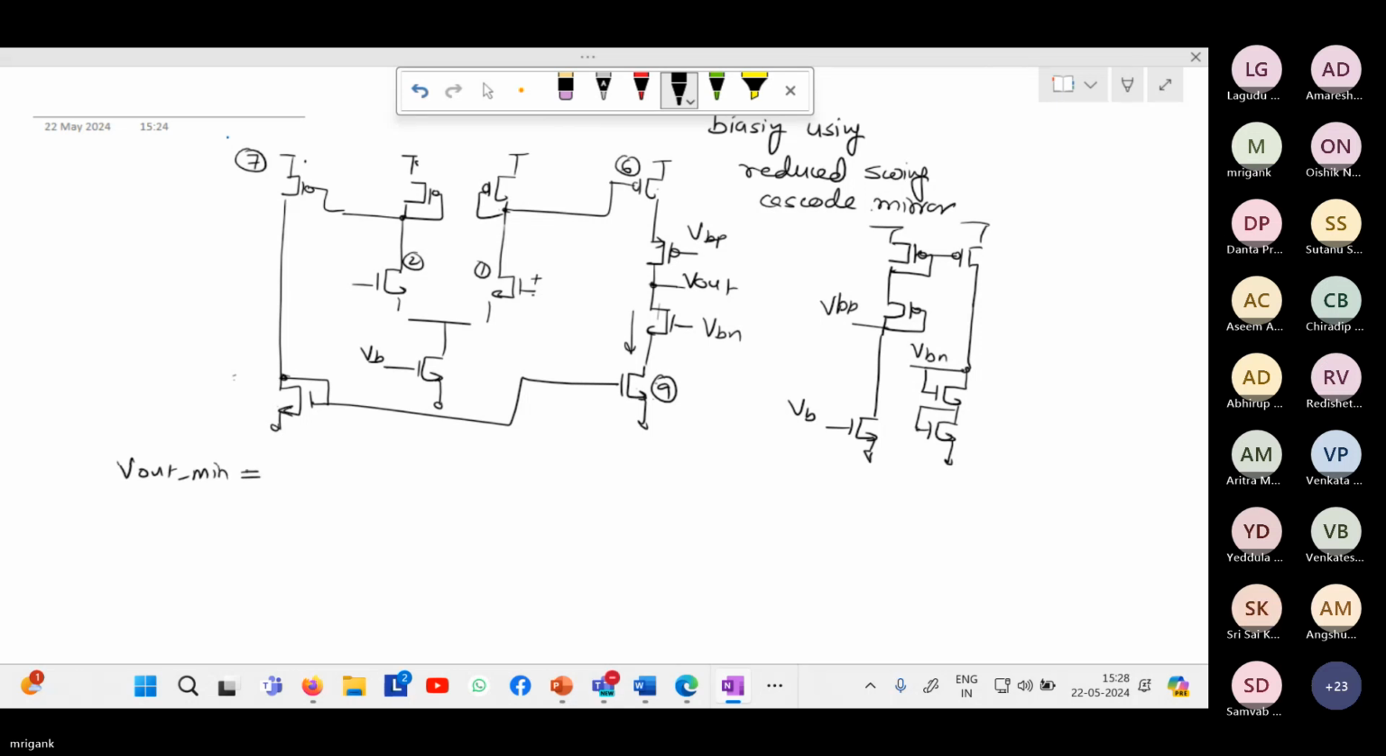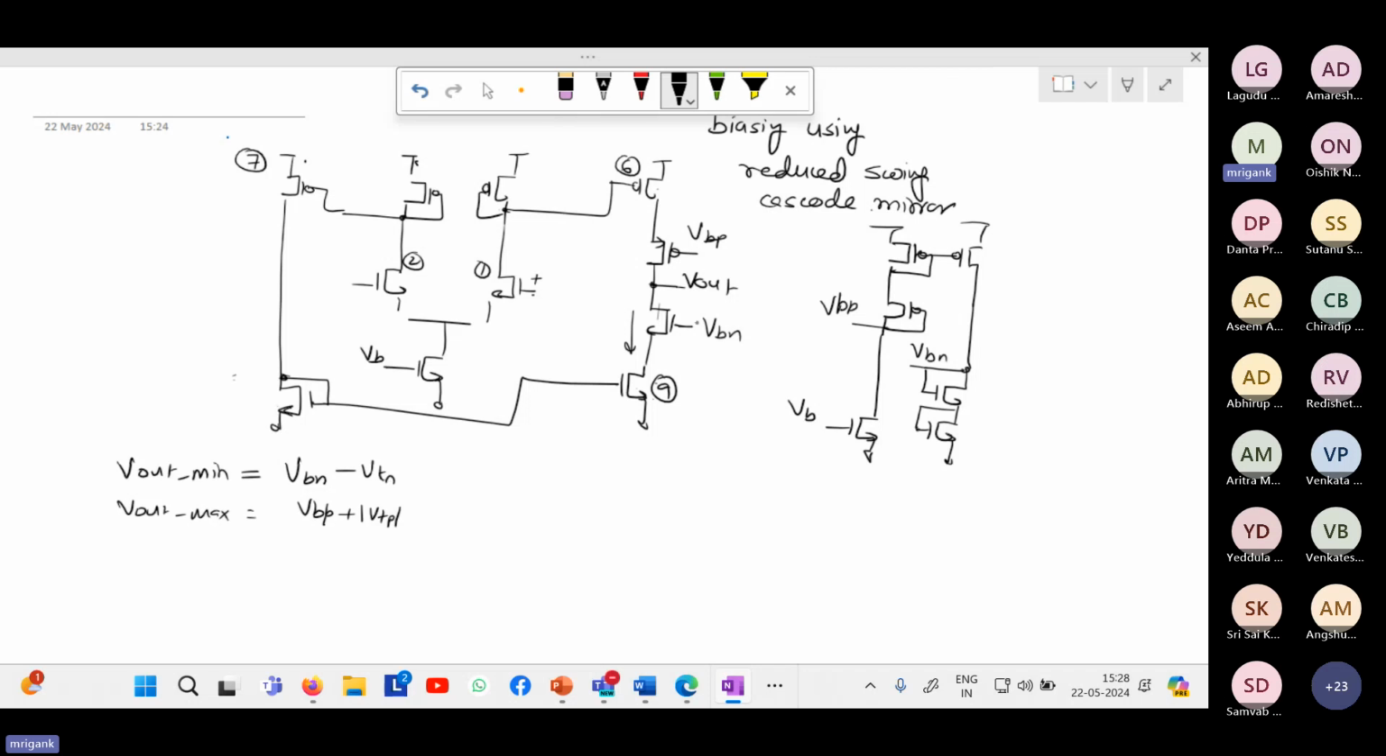VBN, minus VT, right? So gate voltage minus VT. So the minimum voltage that you can have is VBN minus VT. And V out max will be decided by VBP plus mod VTP, whatever you call it. This is your VT.